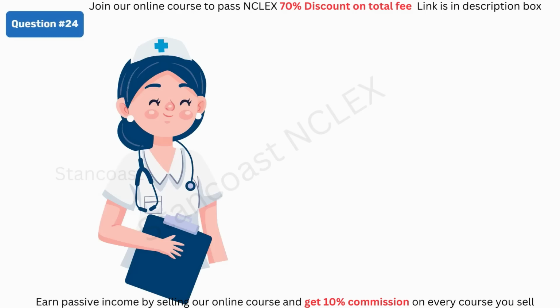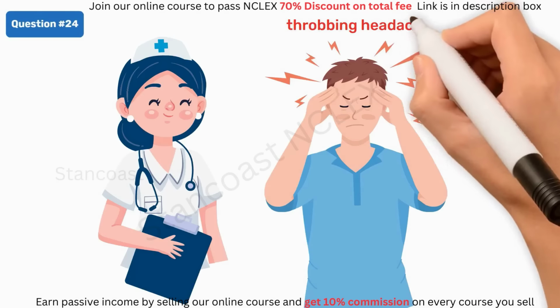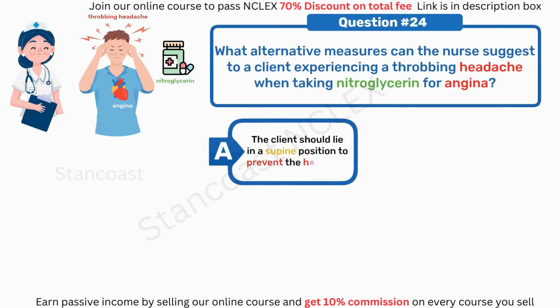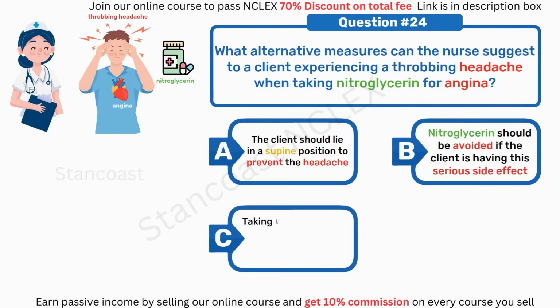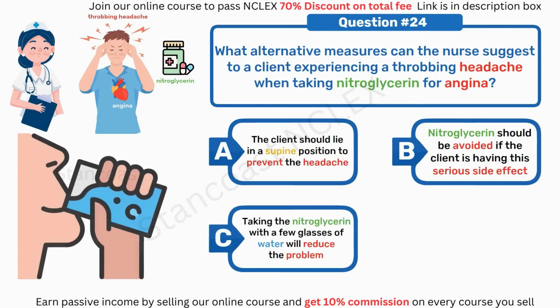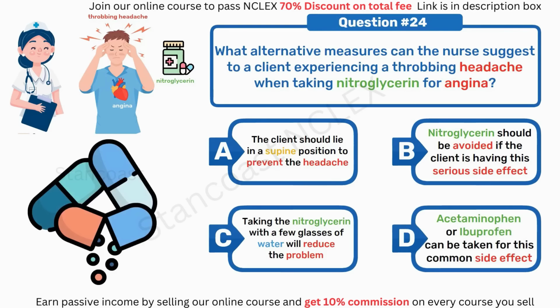What alternative measures can the nurse suggest to a client experiencing a throbbing headache when taking nitroglycerin for angina? A. The client should lie in a supine position to prevent the headache. B. Nitroglycerin should be avoided if the client is having this serious side effect. C. Taking the nitroglycerin with a few glasses of water will reduce the problem. D. Acetaminophen or ibuprofen can be taken for this common side effect.